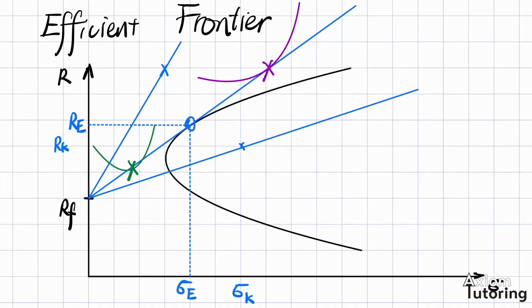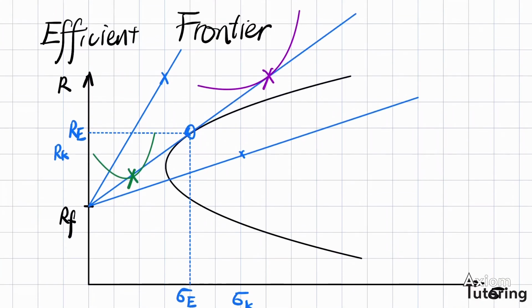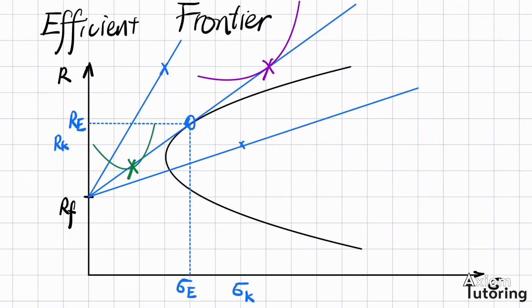In the next video we will discuss what happens if the assumption that we can borrow and lend at the same rate is violated. How would this change our final allocation of assets, or how would our efficient frontier change if we cannot borrow and lend at the same rate?